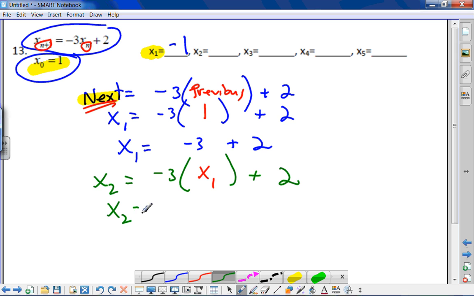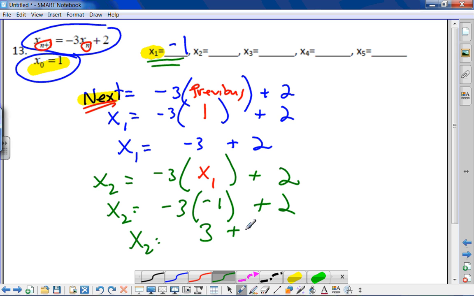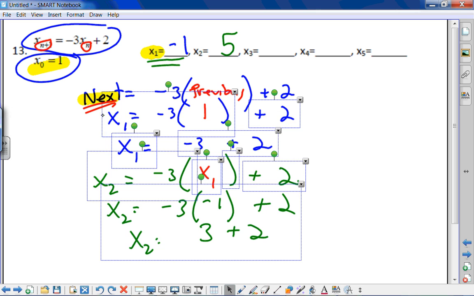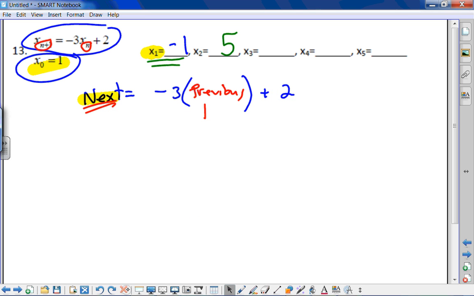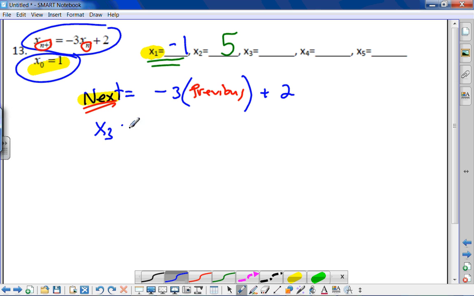So the second iteration is negative 3 times the first iteration, the previous term, which is negative 1, plus 2. So that's negative 3 times negative 1, which is positive 3, plus 2, which is 5. All right, let's go for x sub 3. For the third term, we'll use the previous term, which was 5, and apply the same rule, negative 3 times previous, increased by 2, which is negative 15 plus 2, which is negative 13.